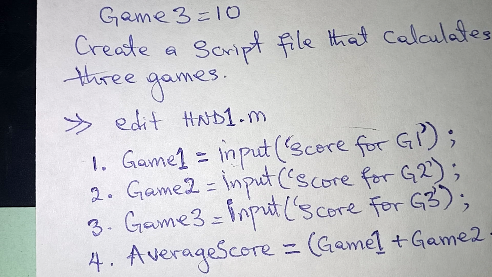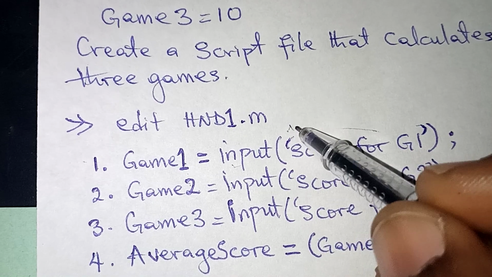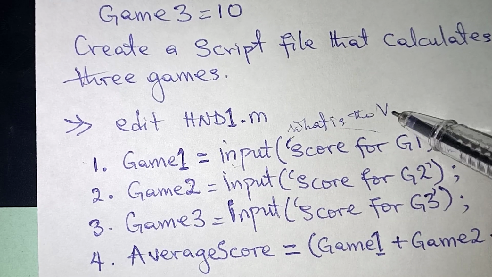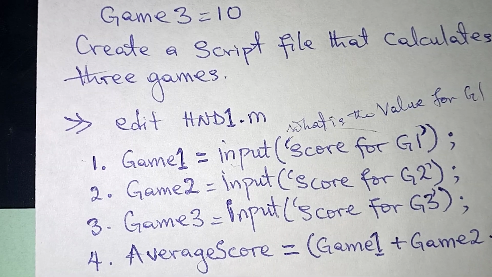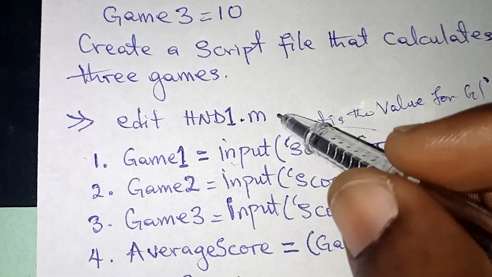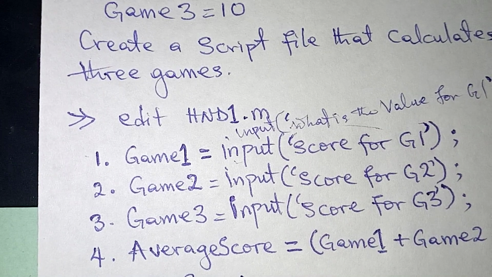You can write it out. You can say put the score for G1, anything you wish to write, or say what is the value. You can write it there. What is the value for game 1? So anything you wish, all you need to do is put it in quotes, then put it in bracket with the command input. When you do this, well, it's interesting.